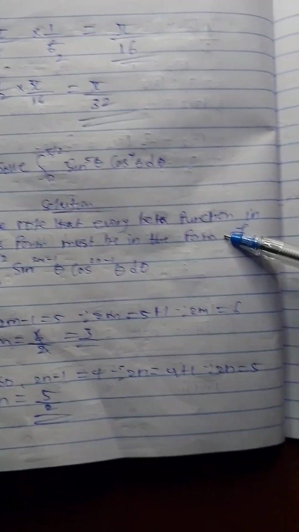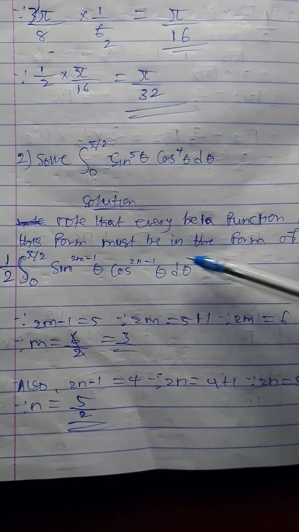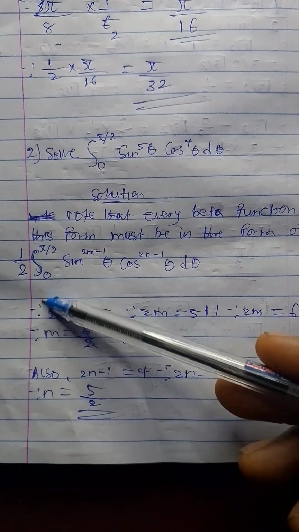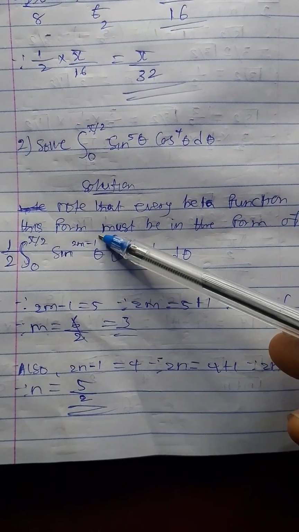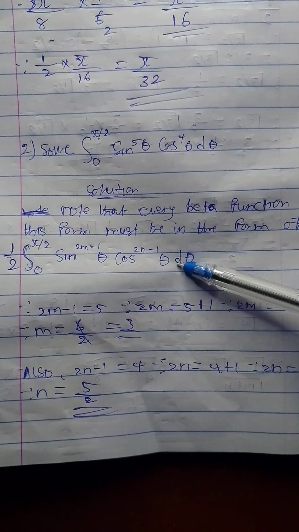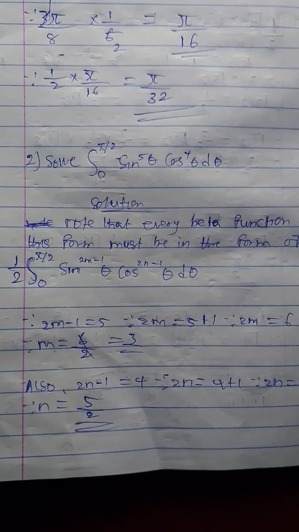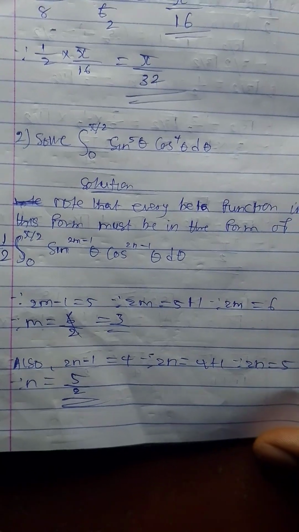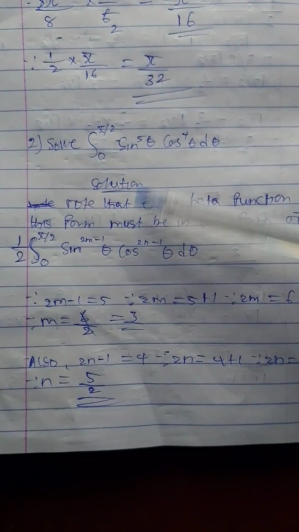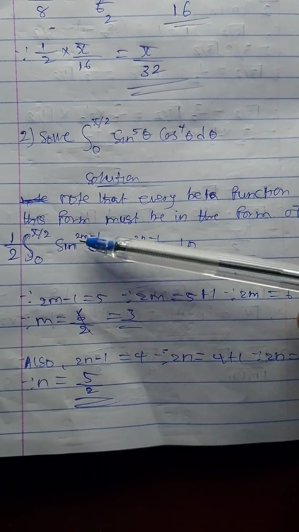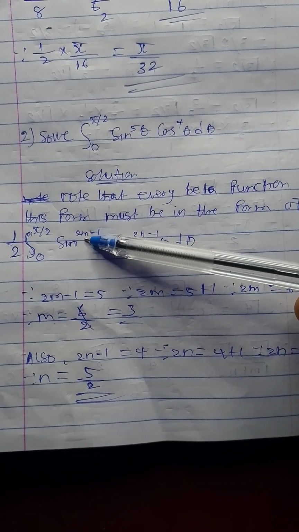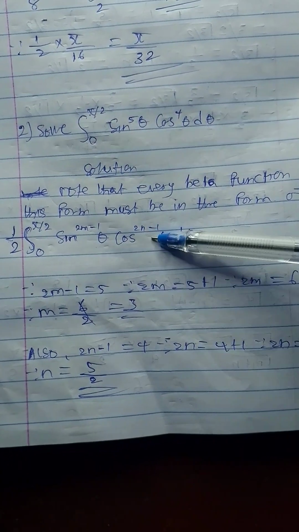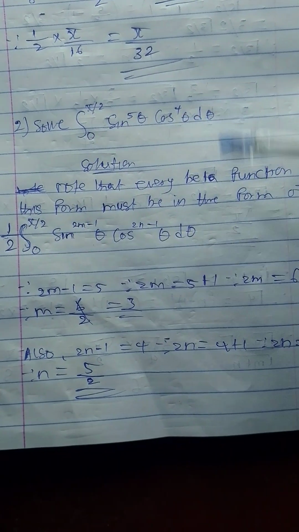Solution. Know that every beta function must be in the form of what? There must be half times the integral from 0 to pi over 2 of sine to the power 2m minus 1 theta cos to the power 2n minus 1 theta d theta. Now every gamma function in terms of pi must be in this form. Okay. Now if you check these two equations, they are balanced. This is sine, this is 2m minus 1, matched with the power of 5. This 2n minus 1 is the power of 4. So everything here is balanced, so they are equal.